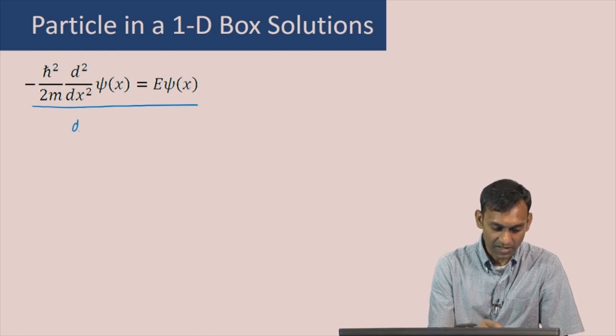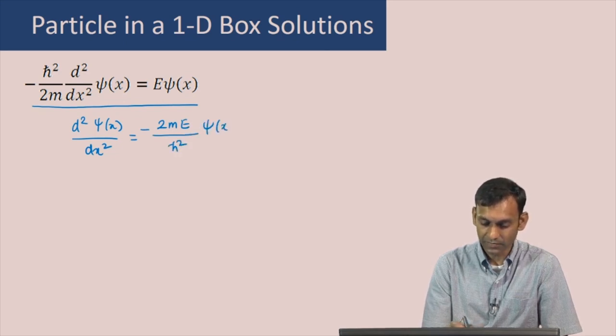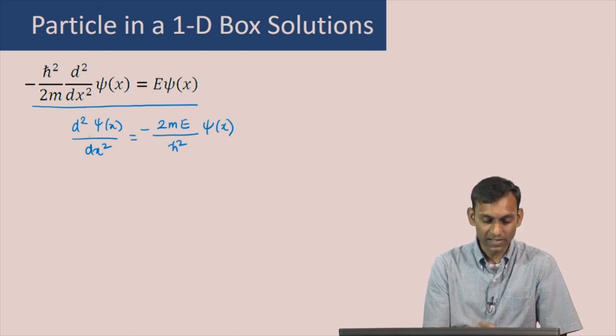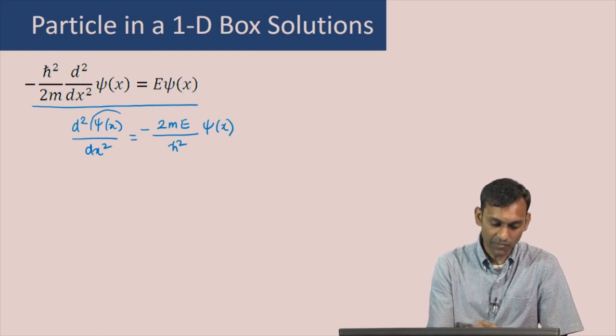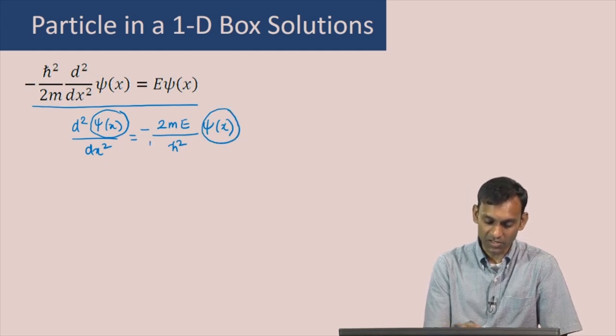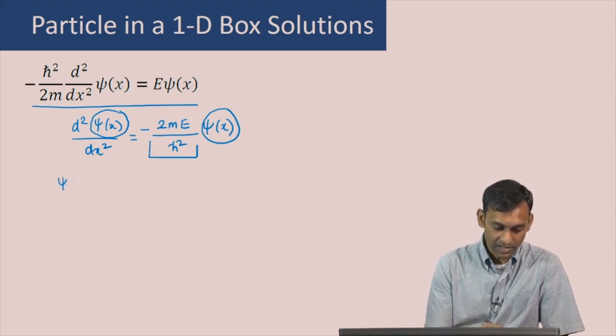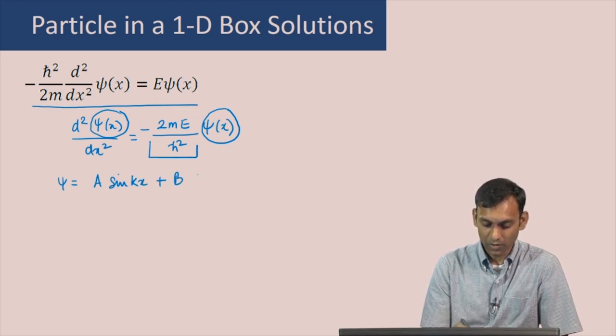Let us rearrange this a little bit. d squared psi of x by dx squared is equal to minus 2mE by h bar squared psi of x. We notice here that this is a second order differential equation, and psi of x is some function which, when you differentiate twice, you get the same function back with a constant. We know that the solution of an equation like this is a sine function or a cosine function. The most general solution is something like this: psi is equal to A times sine of kx plus B times cosine of kx.